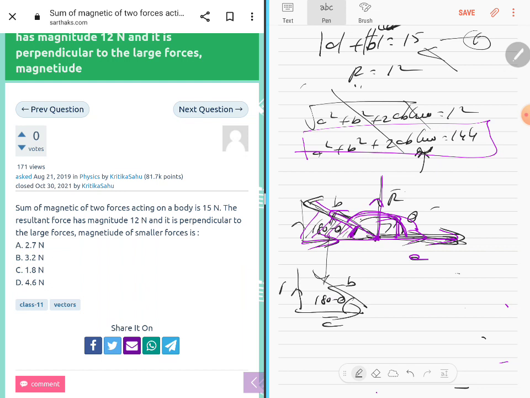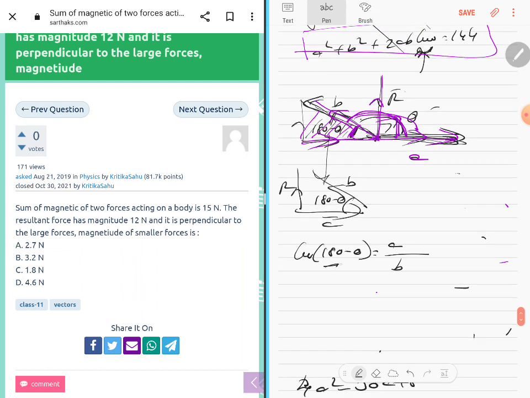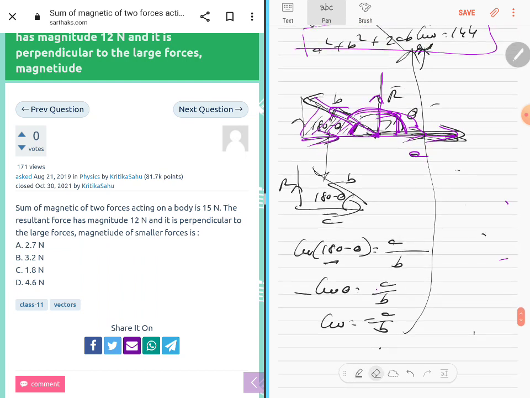That is my issue. So when I am writing here, I want cos θ. I will get cos 180 minus θ, which will be cos θ. No wait, cos 180 minus θ is in the second quadrant, so it will be minus cos θ. So cos 180 minus θ will be a by b, which means minus cos θ is equal to a by b. So cos θ itself is minus a by b. When I substitute that here, you understand what I'm saying?